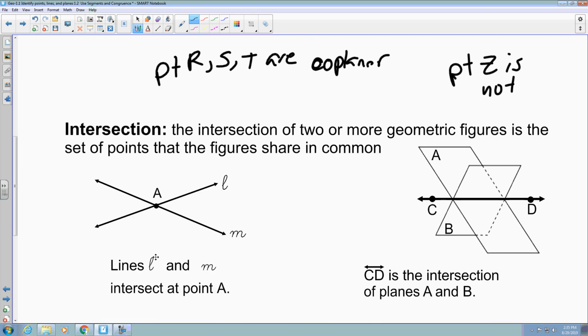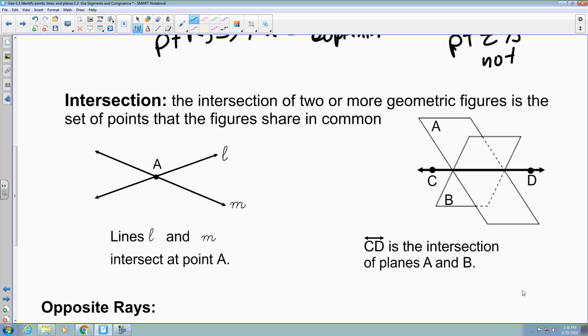An intersection of 2 or more geometric figures is the set of points that the figures share in common. In this case, we have line L and line M. They intersect at a single point, point A. If you have 2 planes that intersect each other, they create a line. In this case, it creates the line CD, so CD is the intersection of planes A and B in that particular example.